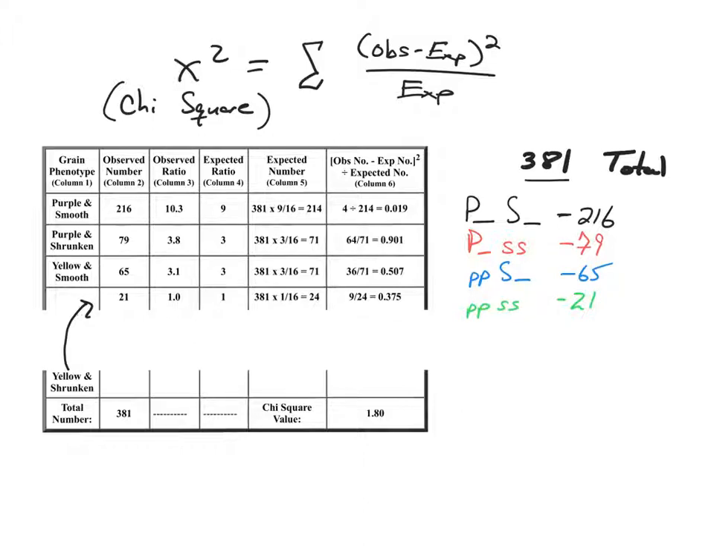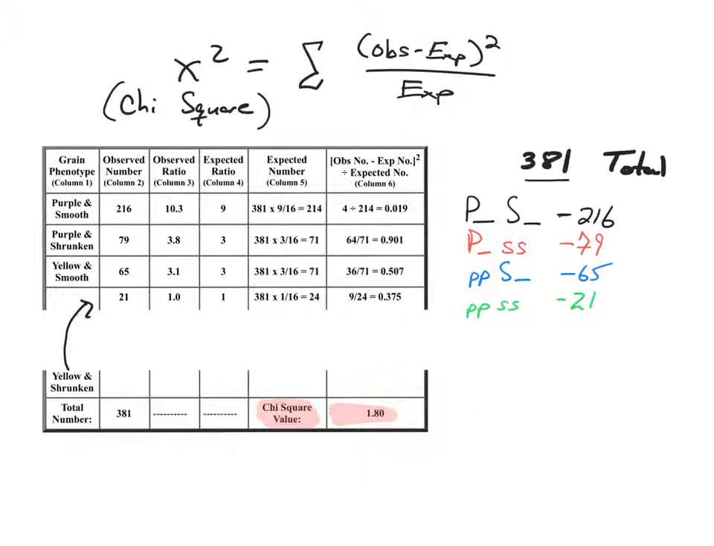Chi-square is the sum of all of these: 0.019, 0.901, 0.507, 0.375, added together, give you chi-square. Your chi-square value is 1.8. That is chi-square. You figured it out. But that by itself doesn't give you any information, does it? I got 1.8. Well, that doesn't tell you anything. You need to compare it to another number.